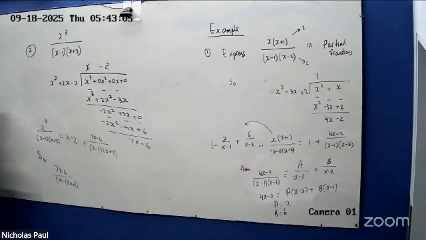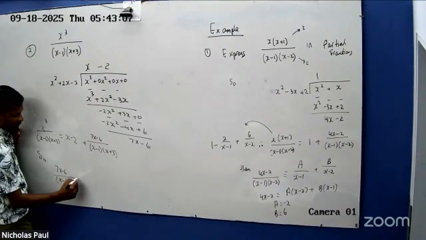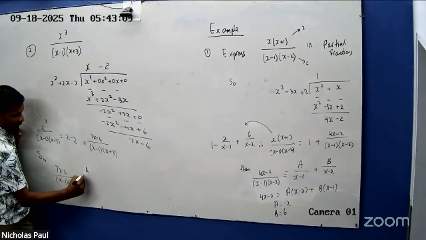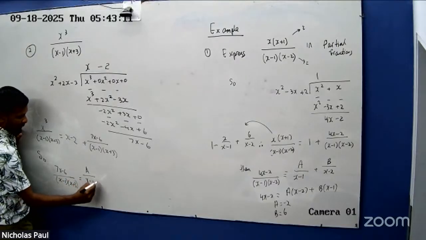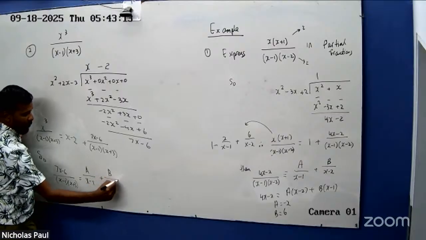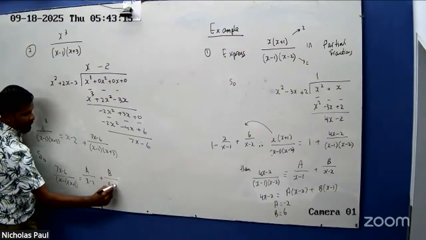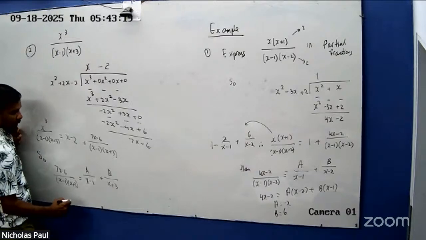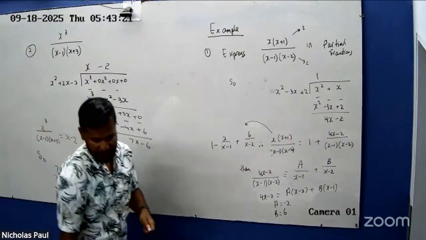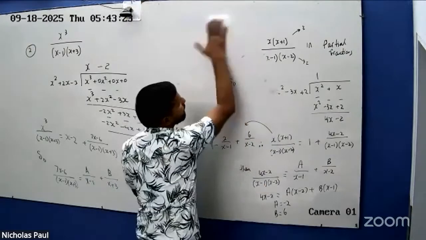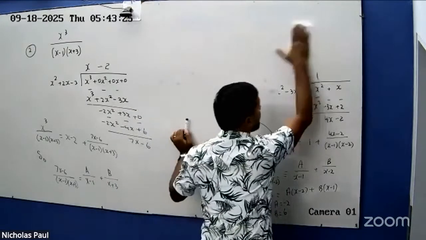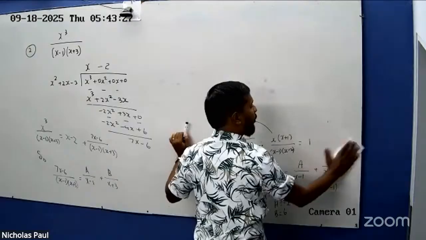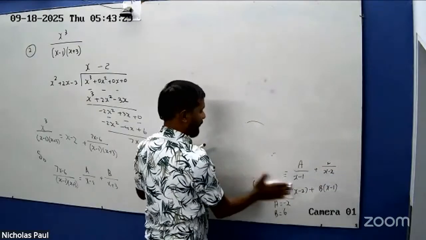Right, so when you apply your partial fractions, it will be A over X minus 1, B over X plus 3. Right? And we'll try and squeeze that in. Next week is important because I'll do the integration.